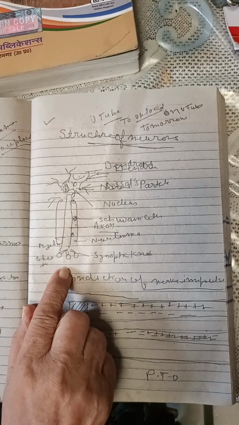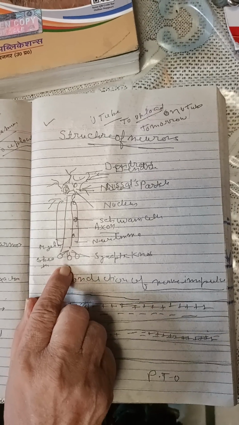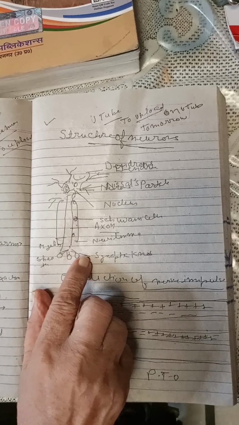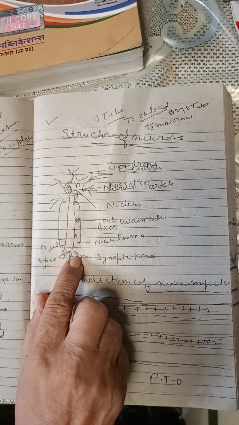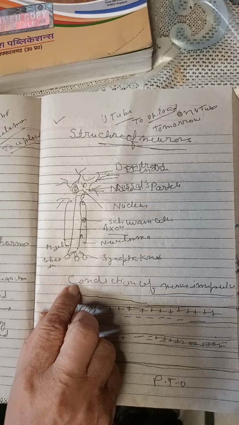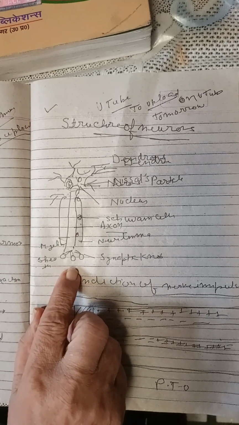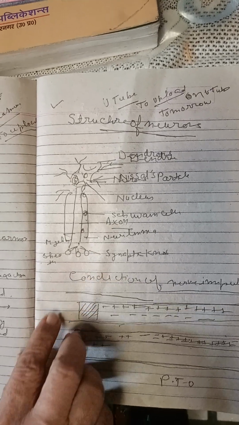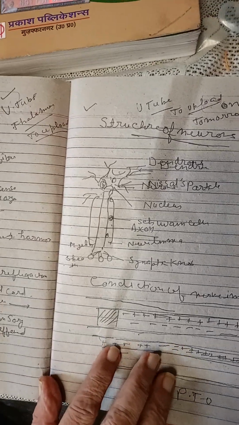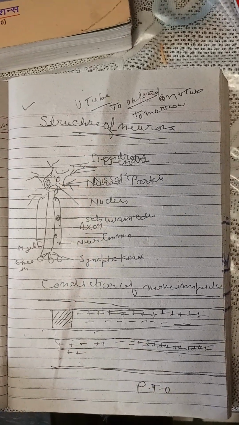In the axon, there is neurilemma. In the neurilemma, there are Schwann cells and a medullary sheath. And in the last, there are synaptic knobs. Synaptic knobs conduct the nerve impulse to another nerve.